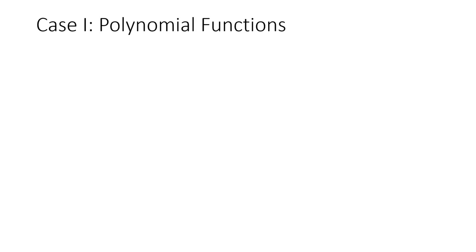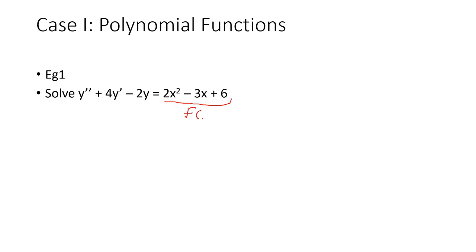We look at the first case, polynomial functions. For example, solve y double prime plus 4y prime minus 2y equal to 2x squared minus 3x plus 6. The right hand side is your f(x). So f(x) is a polynomial, the first case, then we choose your yp also polynomial. f(x) is a polynomial of degree 2, then you choose your yp also a polynomial of degree 2.